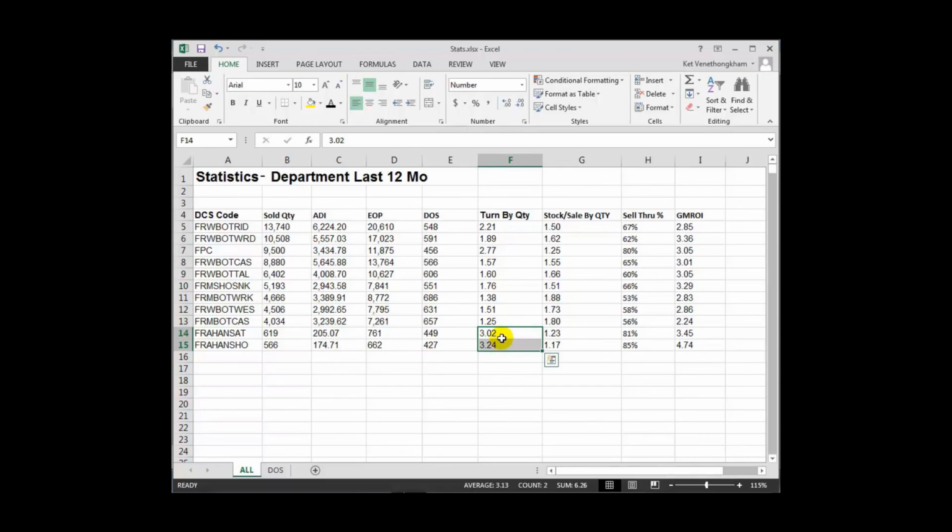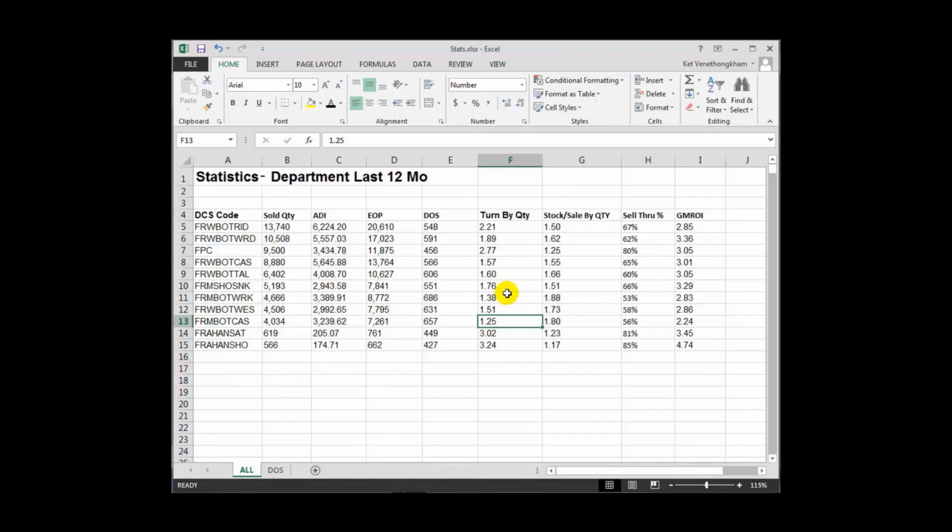I'm turning a little over 3. That's a good turn right there. Again, you want to watch these turns. You want to watch these numbers. You want to make sure that you've got an appropriate turn, and you don't want to get into these lower numbers here. It means that you've got some problems you've got to take some action on.